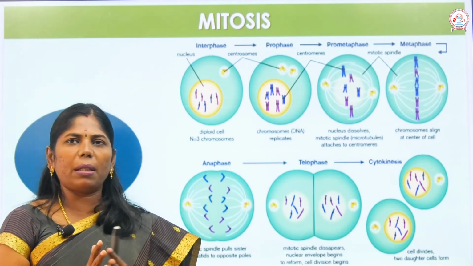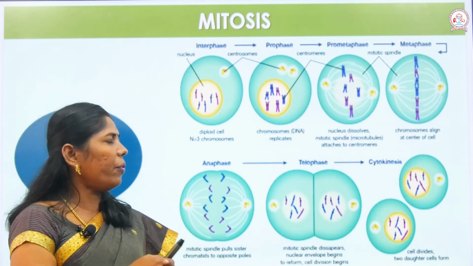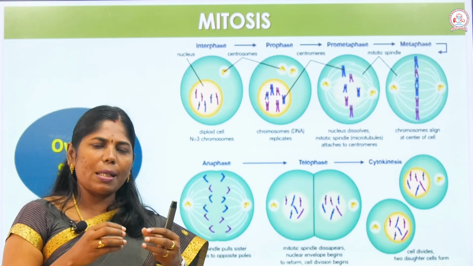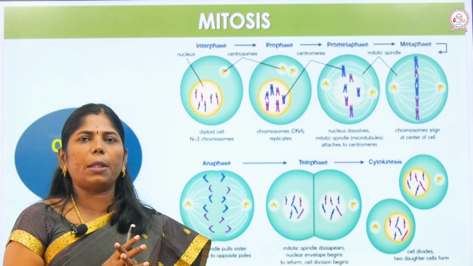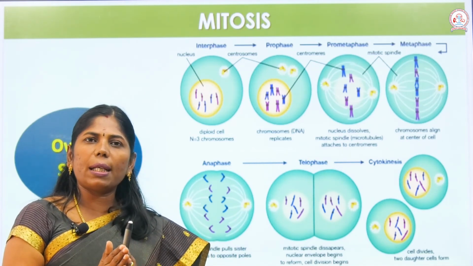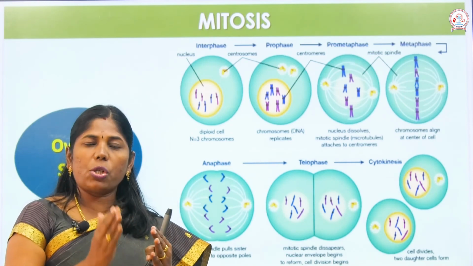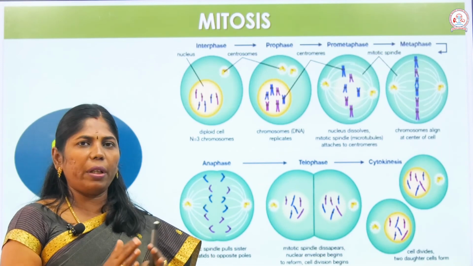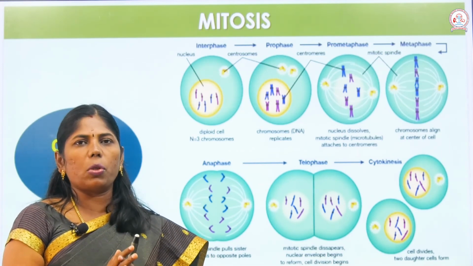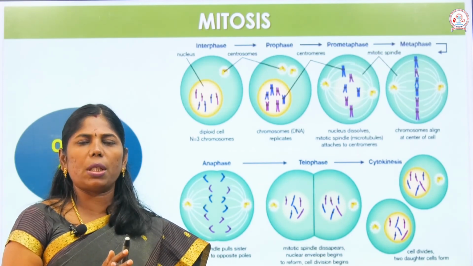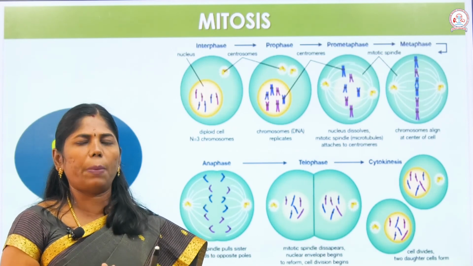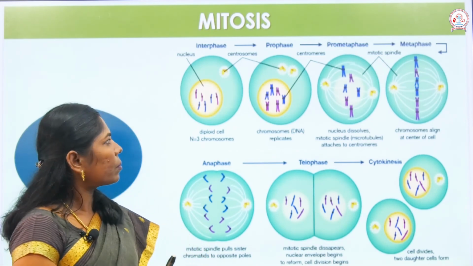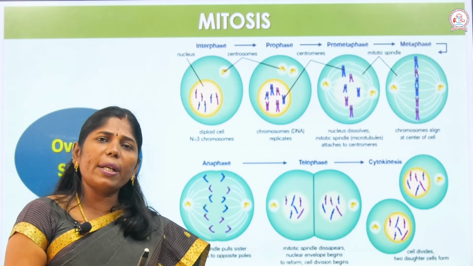In the anaphase, the chromosomes start to move towards the opposite poles. In the anaphase we can see different shapes: L shaped, V shaped and I shaped chromosomes. Based on the position of the centromere, we can see the different shapes. And the telophase, what will happen?